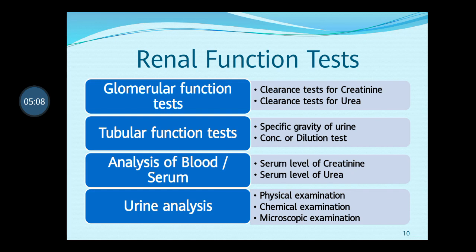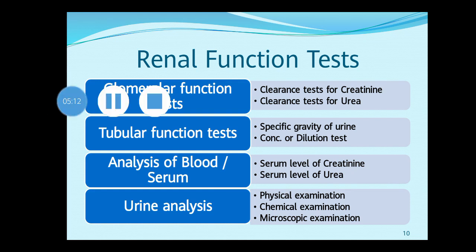Number 3, analysis of blood or serum, where serum level of creatinine and urea are determined. And next is urine analysis, where physical, chemical and microscopic examination of urine is performed. So this is all about the renal function tests.